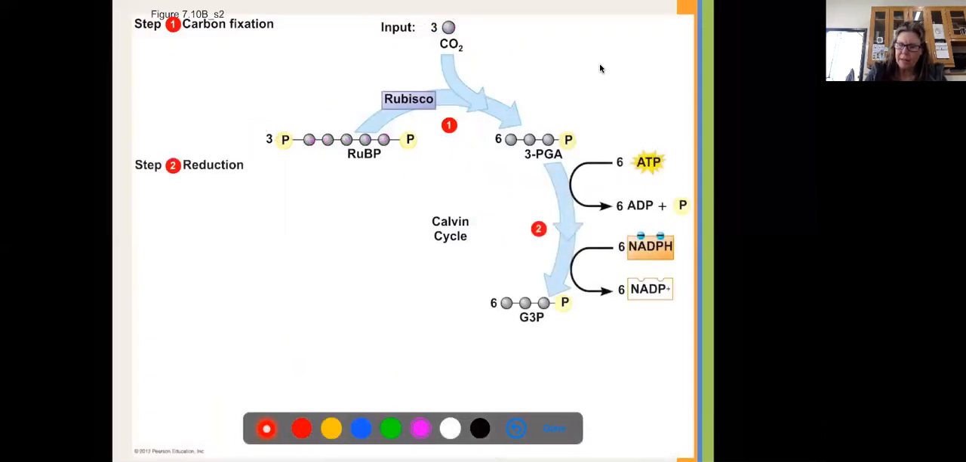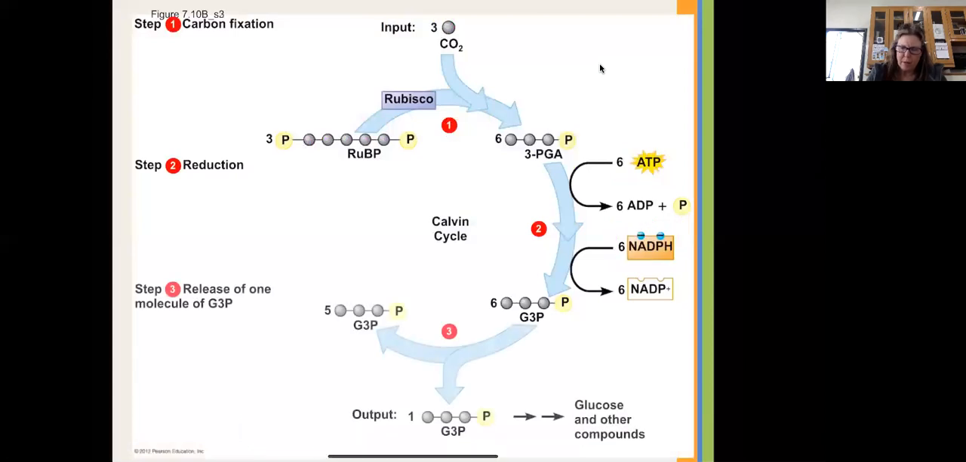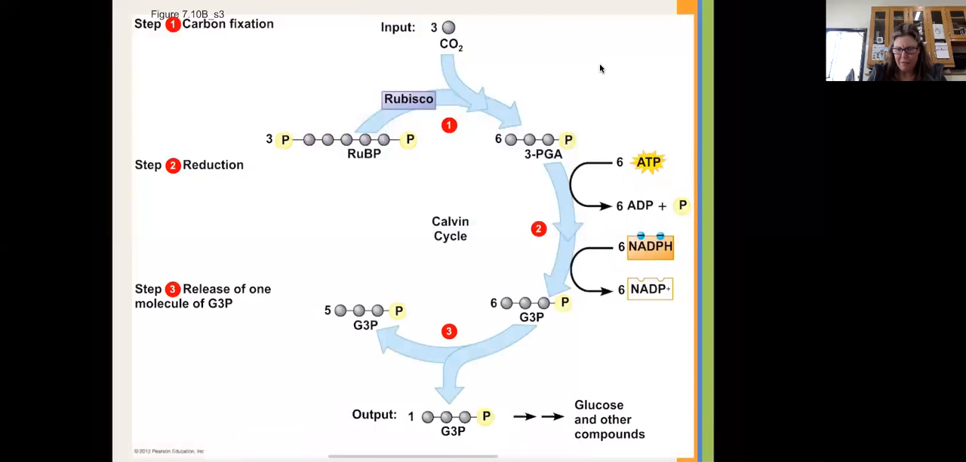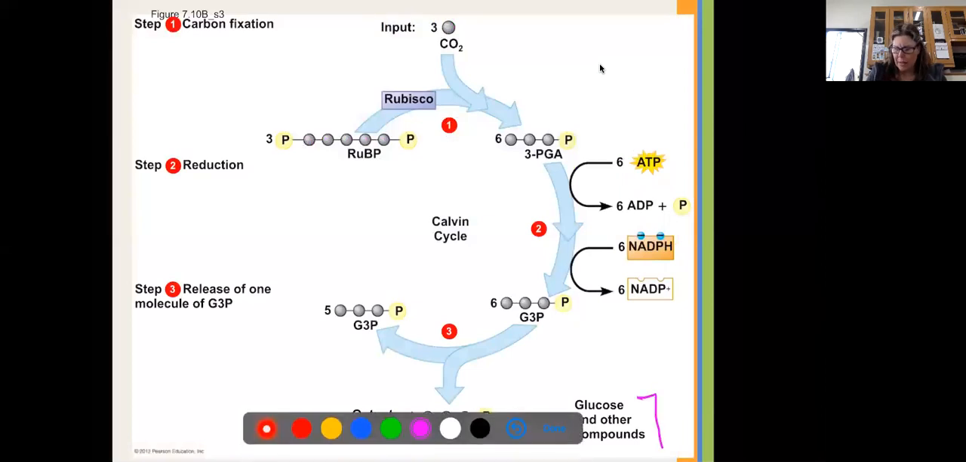And now we're going to add some ATP. We're going to add our hydrogen and electrons. We're going to reduce it. We produce our G3P. We have 6 of those molecules. 5 are going to stay in the cycle. 1 is going to exit. Now it is that one that exits right here.